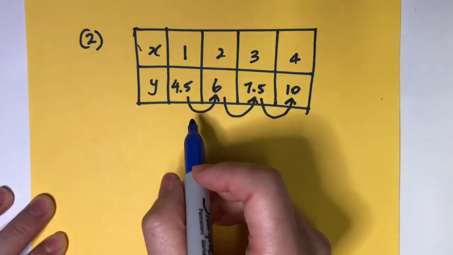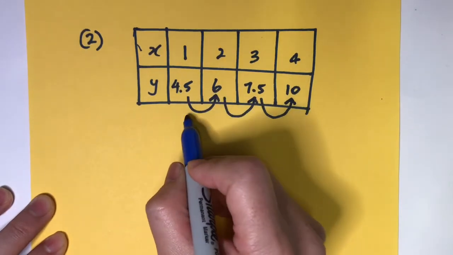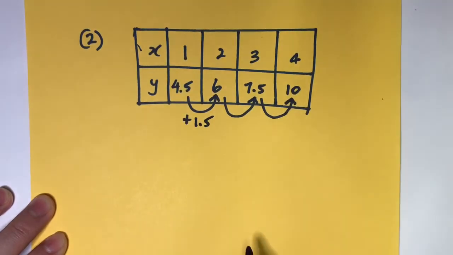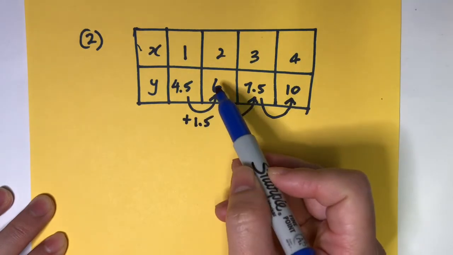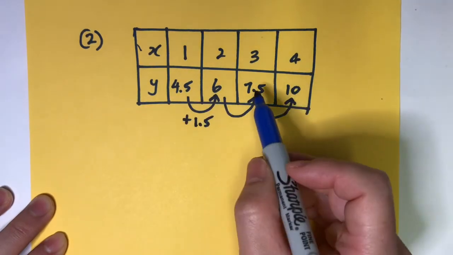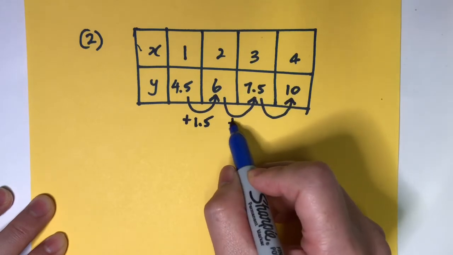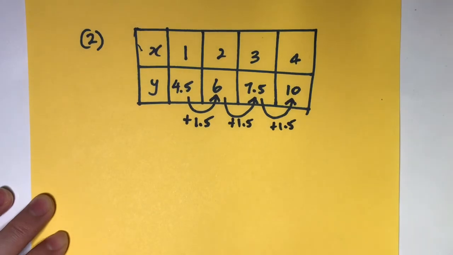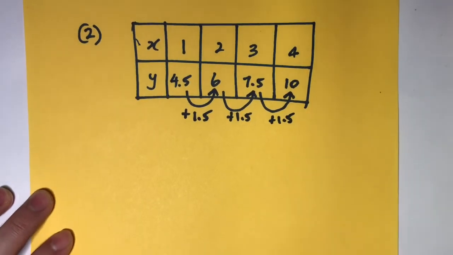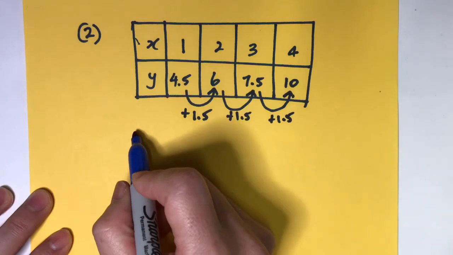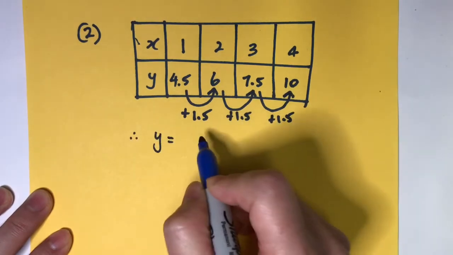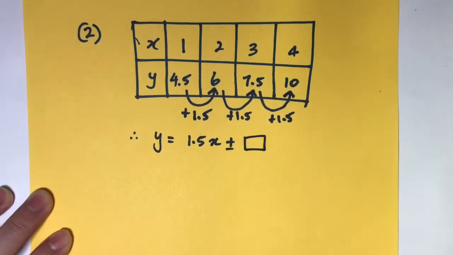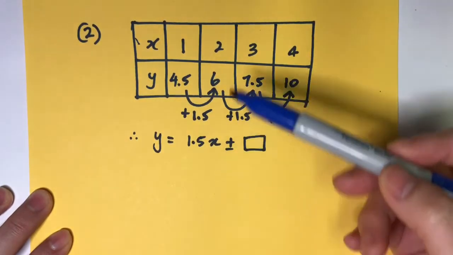I'm just saying it. So from 4.5 to 6, it's gone up by what? 1.5. Yes. If you didn't know why it was 1.5, 6 take away 4.5 is 1.5. 7.5 take away 6 is 1.5. Plus 1.5, plus 1.5. Okay. Phew. It means we will get a formula because it's regularly going up. So that means roughly y equals 1.5x plus or minus whatever. Okay, so I've got that halfway there now.